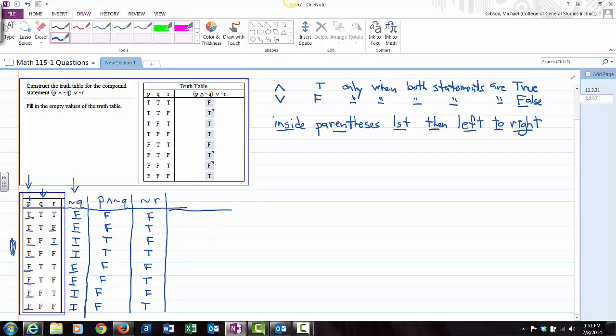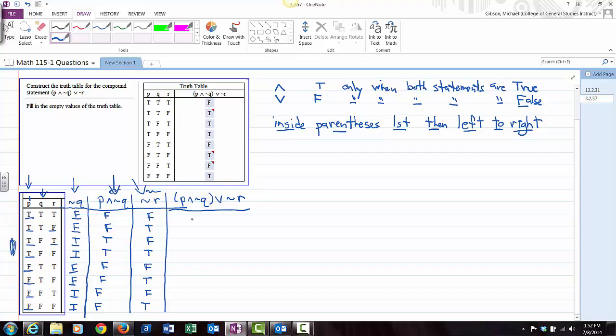So now we have everything we need here. We have this compound statement here in this row. We have that column of not R in this column. So now we are ready to do our final column. All right, so this is an OR, right? Remember, OR is false only when they're both false. And this is column 5, this one, or column 6, right? So it's this column or this column.